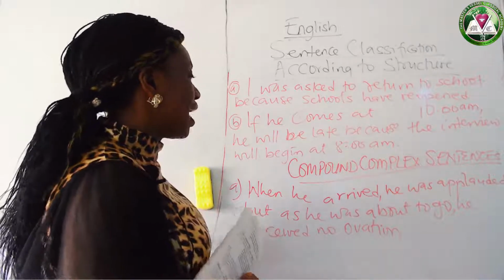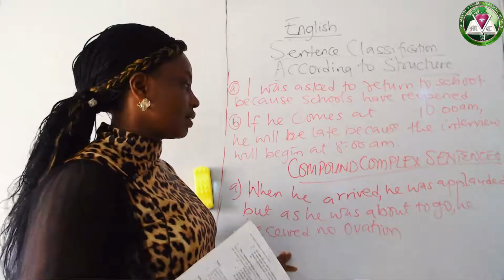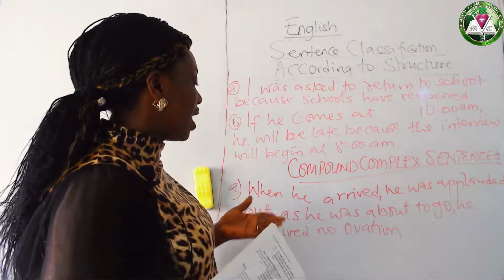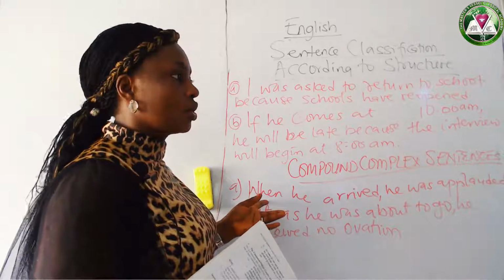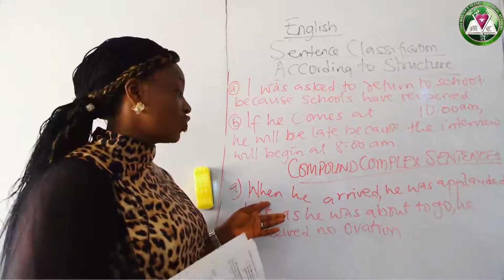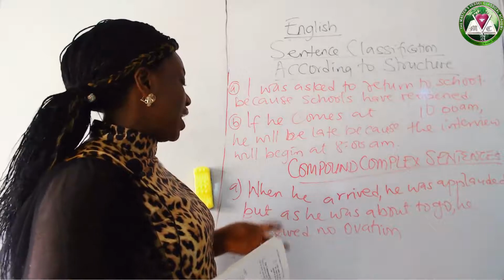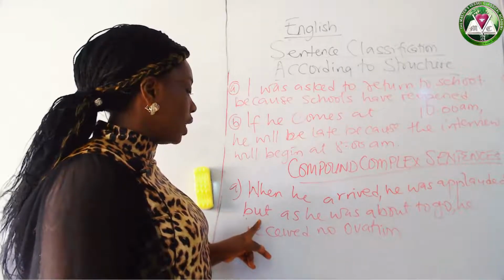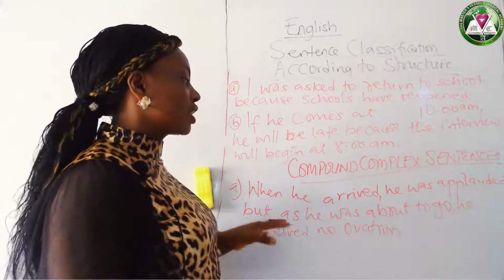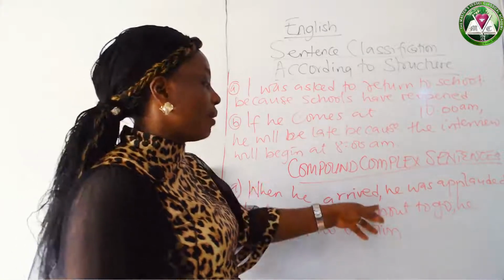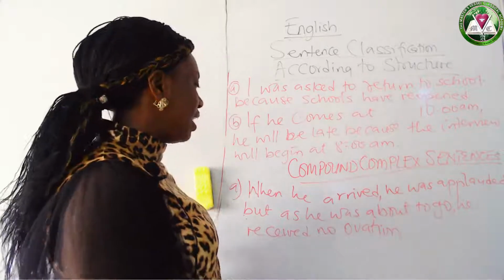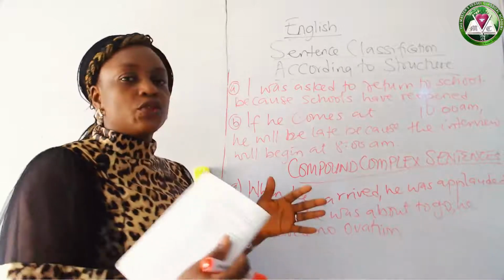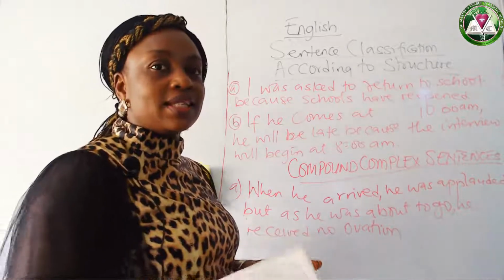Okay, so we have compound complex. Remember, we have "when" here which introduced us to a subordinate conjunction. We have "but", this for complex sentences, and this is also used for compound sentences. We also talked about punctuation marks. So you have comma here, comma here. So we have how many ideas here? 1, 2, 3, 4.